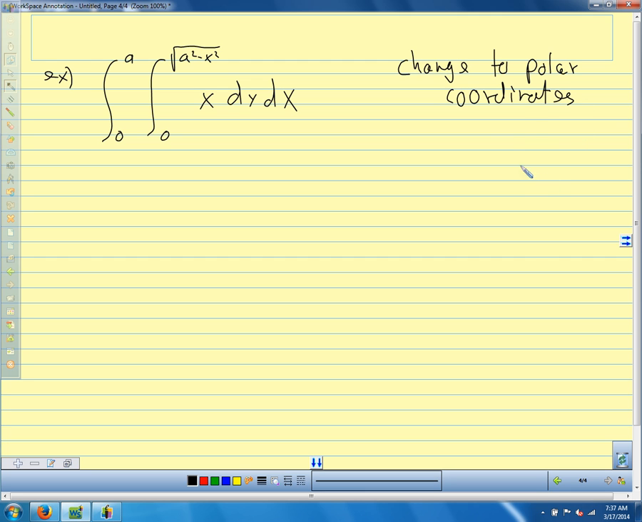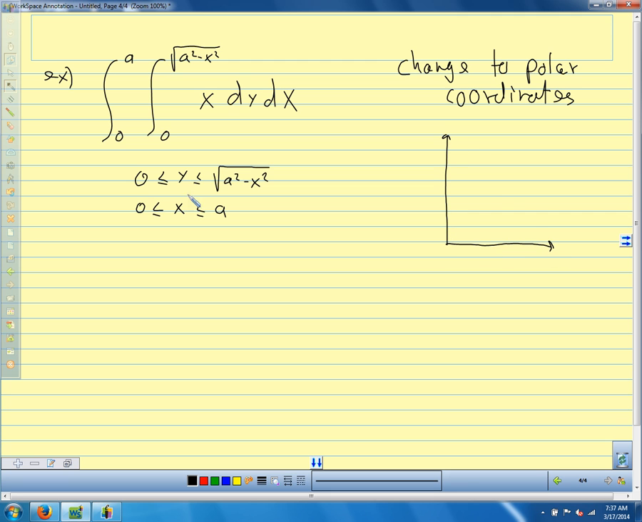So first off, the limits of integration tell me that 0 is less than or equal to y less than or equal to the square root of a squared minus x squared, and 0 is less than or equal to x less than or equal to a. What is this region? Let's sketch our region in the xy plane.